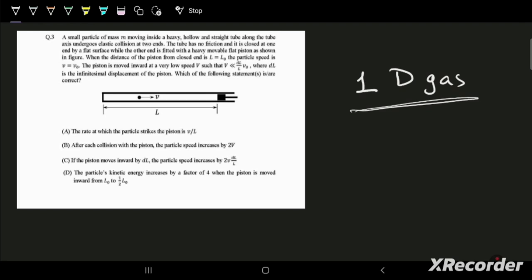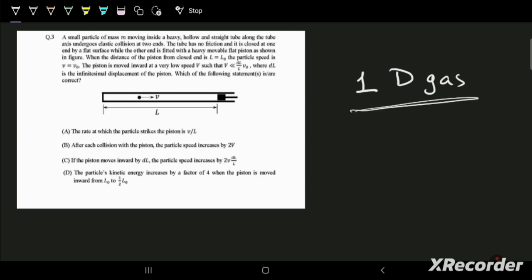The question says that you have a small particle of mass m moving inside a heavy, hollow, straight tube, and it undergoes elastic collision at the two ends. The tube has no friction and it's closed at one end by a flat surface, while the other end is fitted to a heavy movable piston as shown. When the distance of the piston from the closed end is L0, the particle speed is v equals v naught. The piston is moved inward at a very low speed V such that V is much less than dl by L into v naught, where dl is the infinitesimal displacement of the piston.